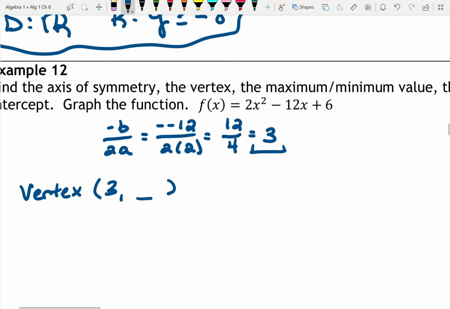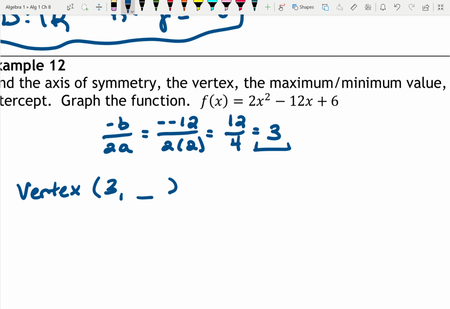A common issue that sometimes happens here, people will try to grab this 6 and say that the 6 is the other value of our vertex, but that's not correct, because the 6 goes with our y-intercept. We could even write that down right now. Our y-intercept is 6. The 6 does not belong with our vertex.